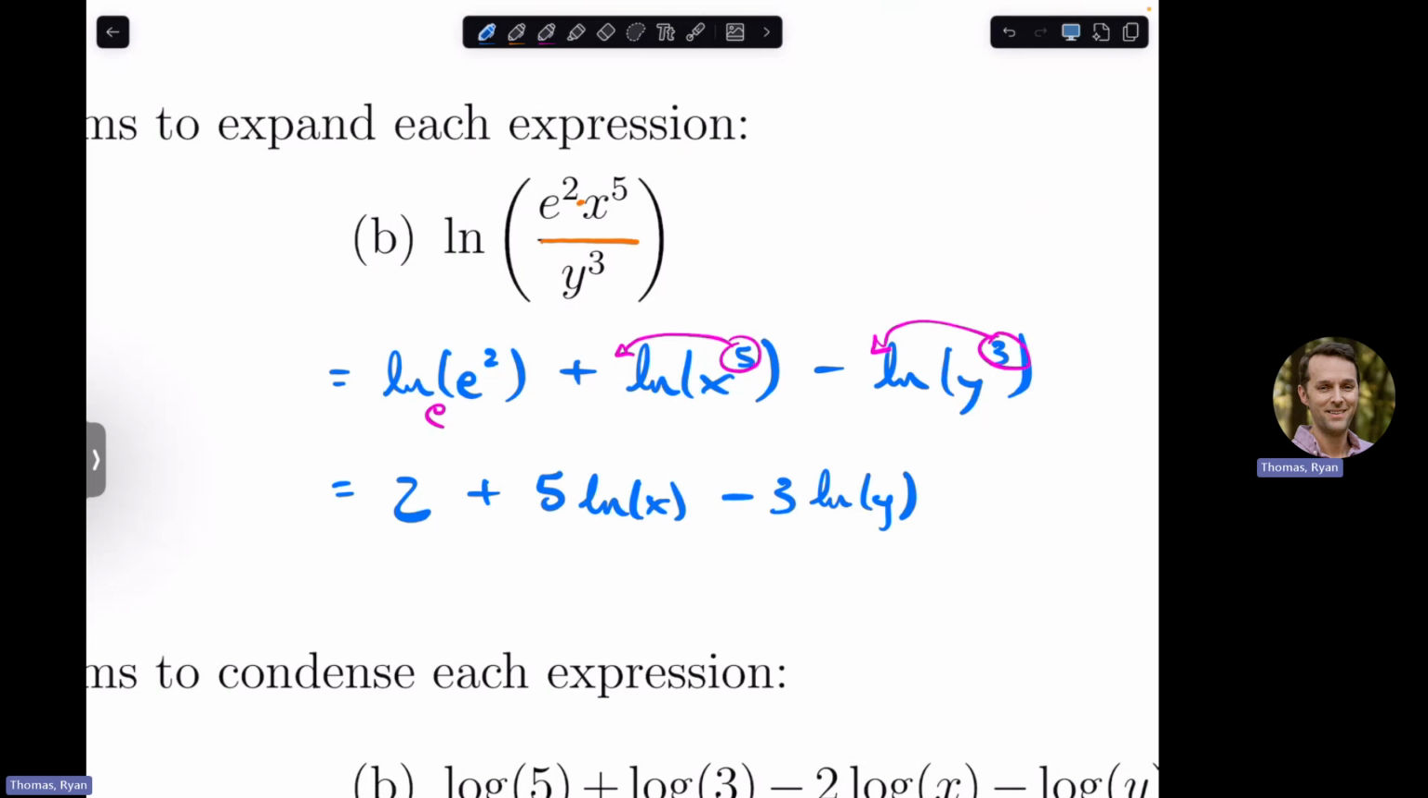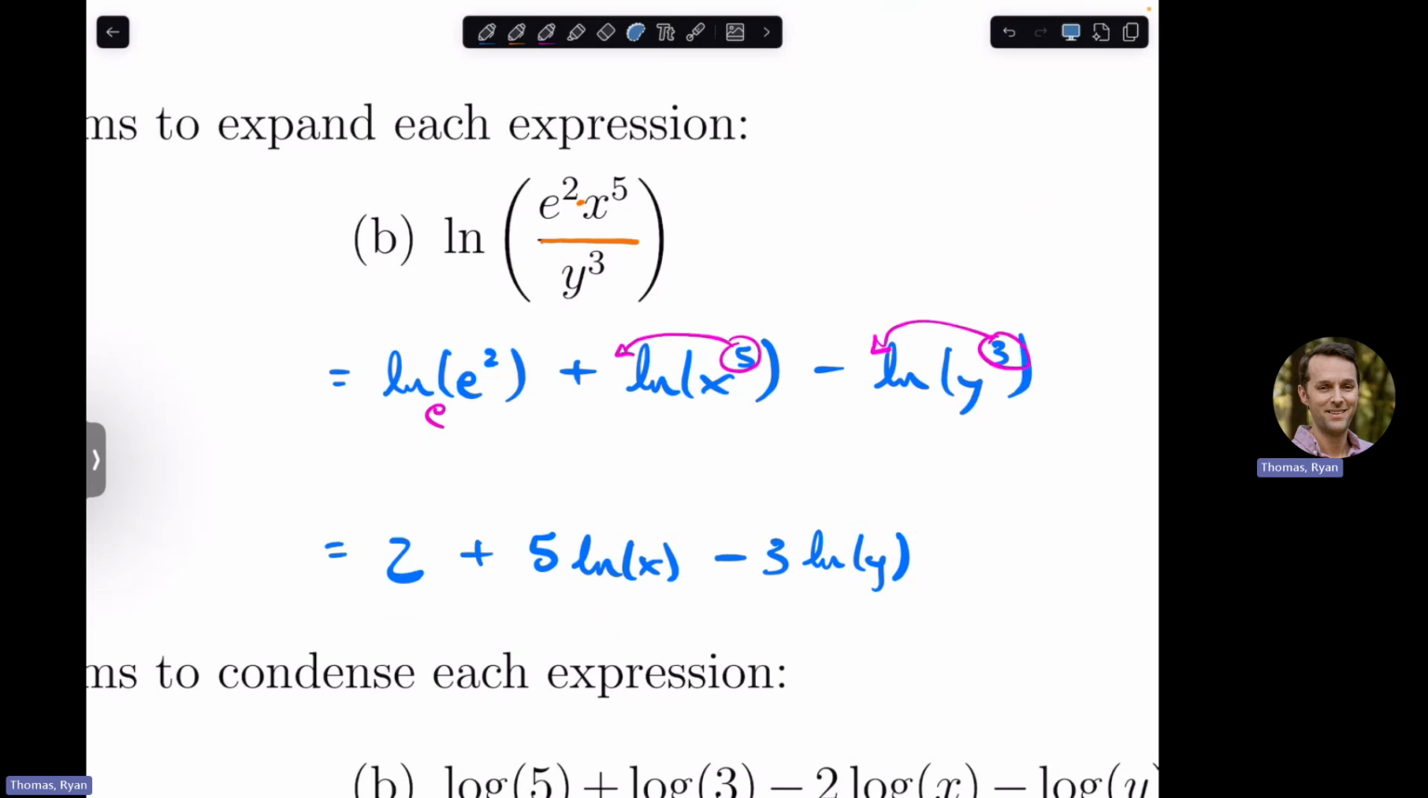For the 2, if I put like 2 times ln of e, but the ln of e is 1. So yeah, you would want to go further and sort of simplify that all the way down.